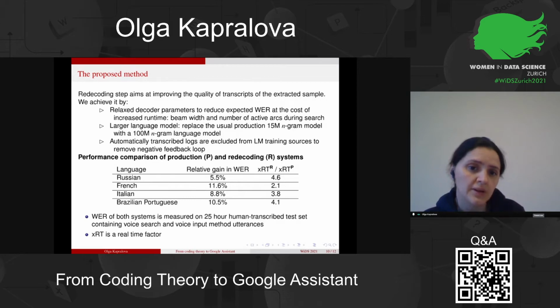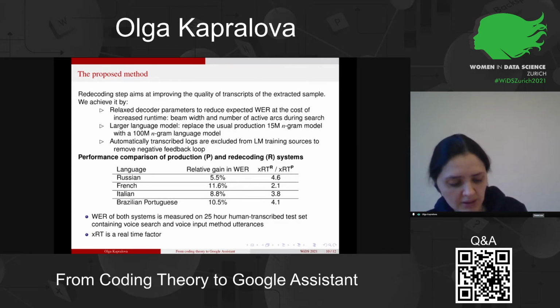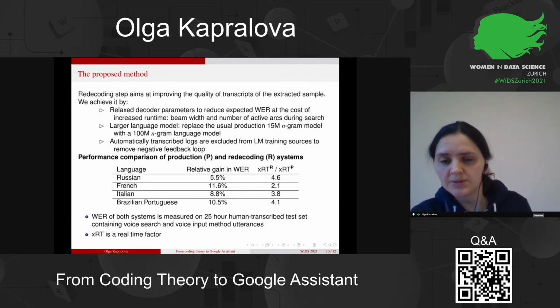And if we look at a high-level comparison of the production and the redecoding components, you can see that here I list the 4 languages that I did back then. WER here is word error rate. Essentially, it just shows how accurate the transcript is. And I achieved a higher accuracy, from 5 up to almost 12%, but of course at the expense of time. The redecoding step was much slower, from 2 to 5 times slower.